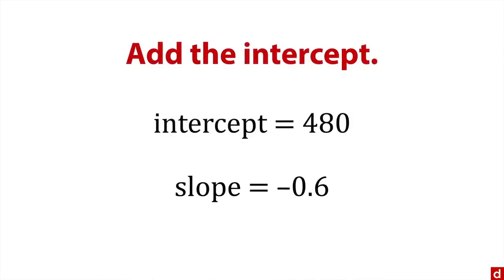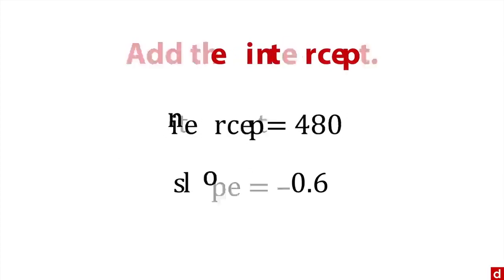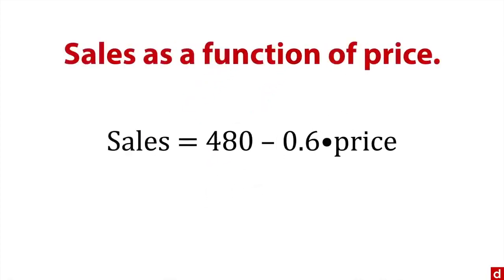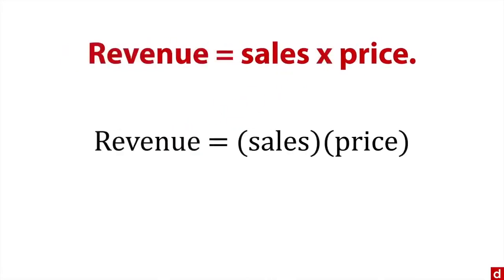And so what we have from this is sales as a function of price, where sales is equal to 480, because that's the y-intercept when x is equal to 0, when price is 0, minus 0.6 times price. So this isn't the final thing. Now what we have to do is we turn this into revenue. So there's another stage to this. Now revenue is equal to sales times the price. How many things did you sell and how much did it cost?